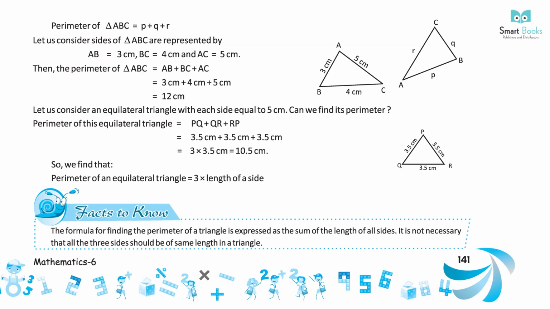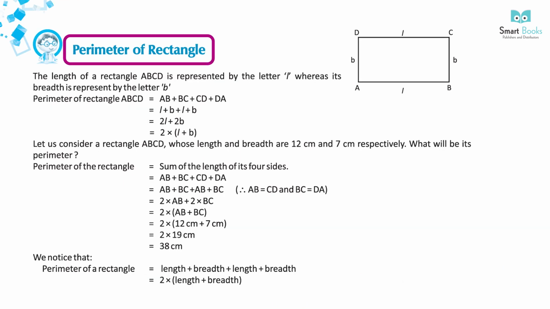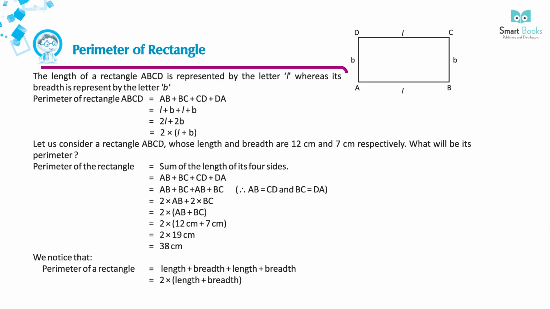Facts to know. The formula for finding the perimeter of a triangle is expressed as the sum of the length of all sides. It is not necessary that all the three sides should be of the same length in a triangle. Perimeter of a rectangle. The length of a rectangle ABCD is represented by the letter L, whereas its breadth is represented by the letter B.